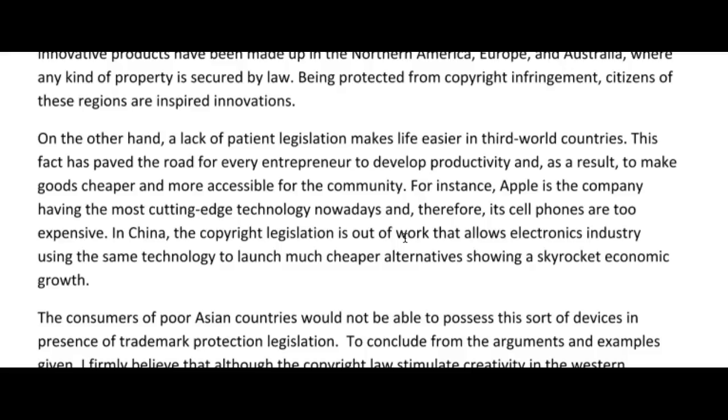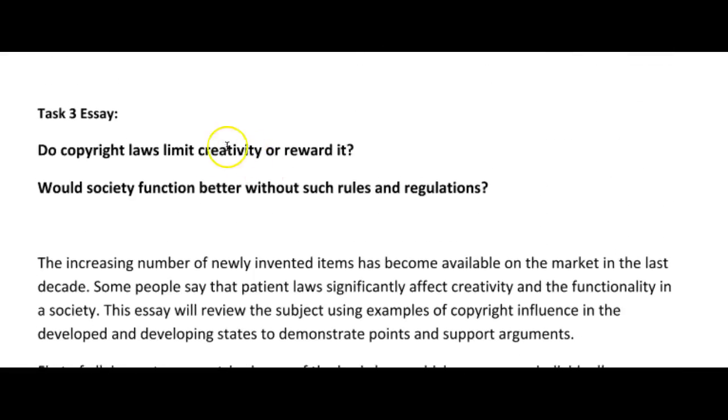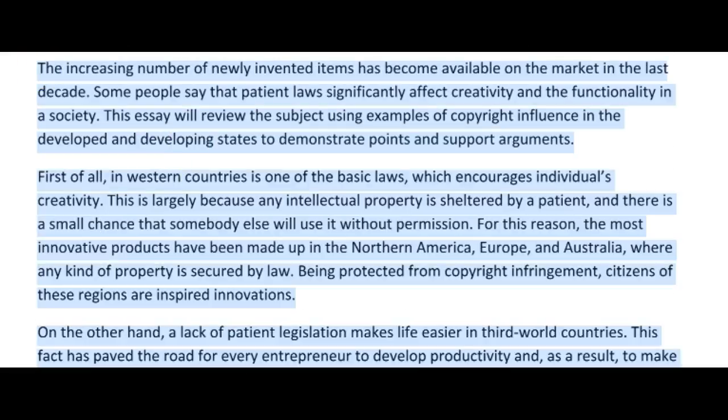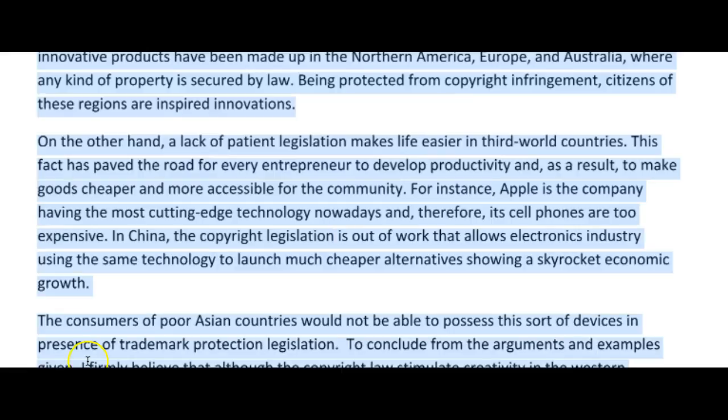So, "in China, the copyright legislation is not enforced, and this allows the electronic industry to use the same technology to launch much cheaper alternatives, showing skyrocket economic growth." Okay, I wouldn't have put that on, because it's a bit unnecessary. "To launch much cheaper alternatives," full stop. And then use the sentence guide and just put, "therefore, it is clear that reduced patent legislation can undoubtedly benefit society." And we just bring it round to the question again and therefore ensure full points for task response.